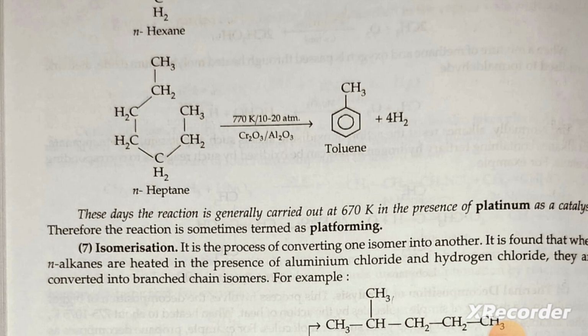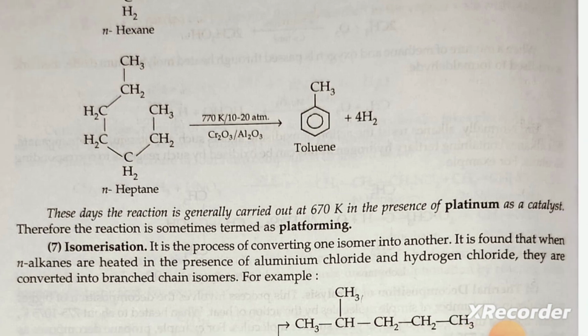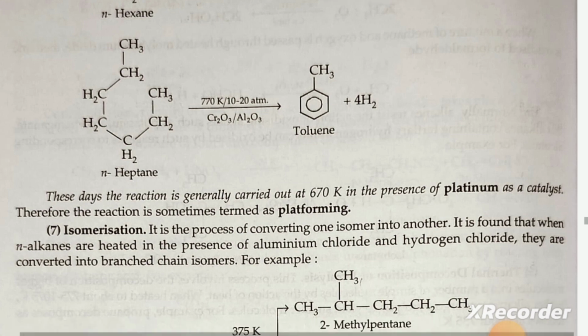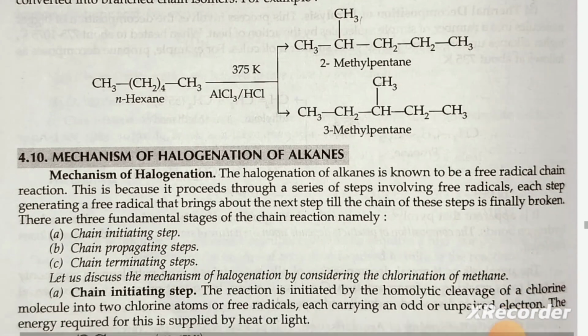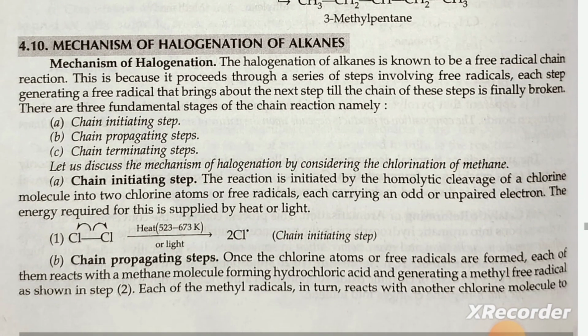Isomerization. It is the process of converting one isomer into another. It is found that when an alkane is heated in the presence of aluminium chloride and hydrogen chloride, it is converted into branch chain isomers. For example, n-hexane in the presence of AlCl3 and HCl at 375 Kelvin gives rise to 2-methylpentane plus 3-methylpentane.